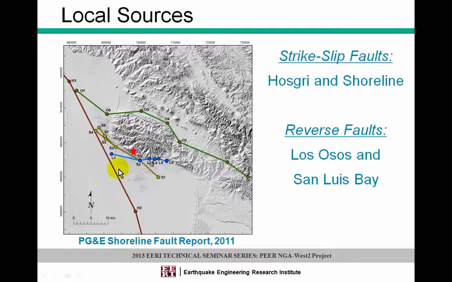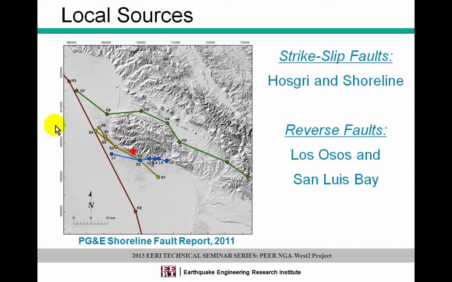The next fault that is important to the plant for the hazard is this blue trace, and that's the San Luis Bay Fault. Now the San Luis Bay Fault is again a reverse fault that dips in the opposite direction. It dips to the north. So again, unfortunately, the plant is located on the hanging wall site of this dipping fault. And all these faults project all the way to the surface, so they're surface traces.